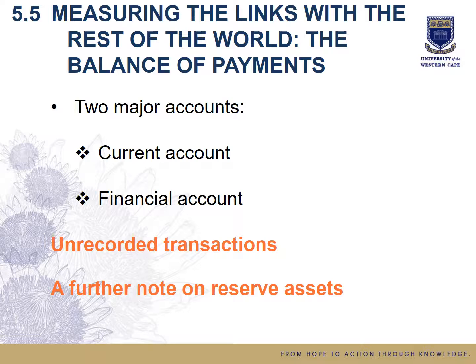Note that the sum of all international transactions shown in the current, capital and financial account should add up to zero. In practice, this is not the case due to errors and omissions that happen during the compilation of the individual components of the balance of payments. Hence, an item called unrecorded transactions is used to ensure that the balance of payments account balances.